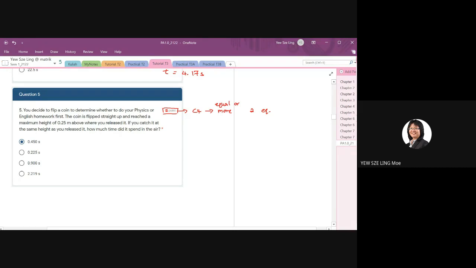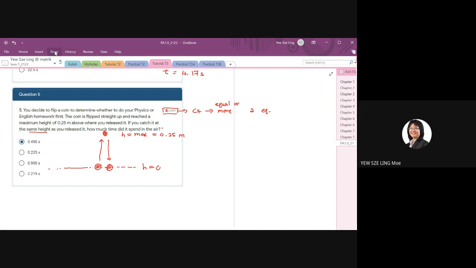Now you decide to flip a coin to determine whether to do your physics or English homework first. The coin is flipped straight up. So now you have a coin, you flip it, it reaches a maximum height 0.25 meter above where you release it, and then it drops, and you catch it at the same height as you release it. So I'm going to take here as h equals 0. This is when h is at maximum value, which equals 0.25 meter.